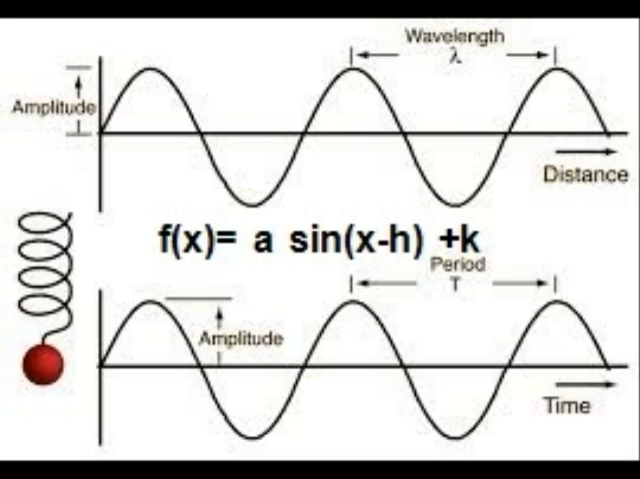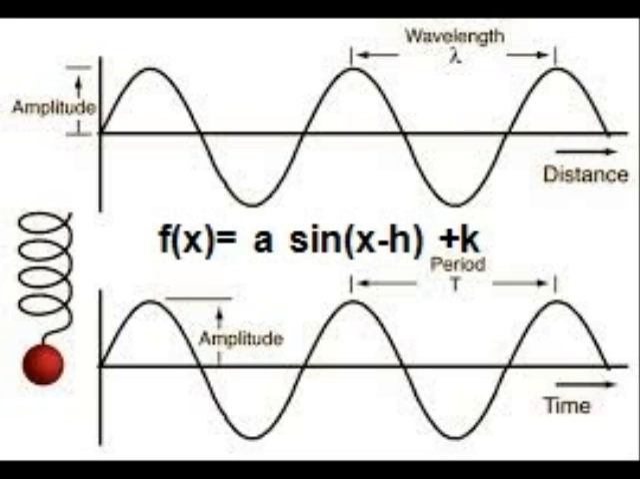A is still multiplied out front, H still is added and subtracted strictly to the input, and K is still added at the end. Furthermore, A still deals with the vertical stretch, compression, and flip, H still deals with the horizontal shift, and K still deals with the vertical shift. That's pretty cool.